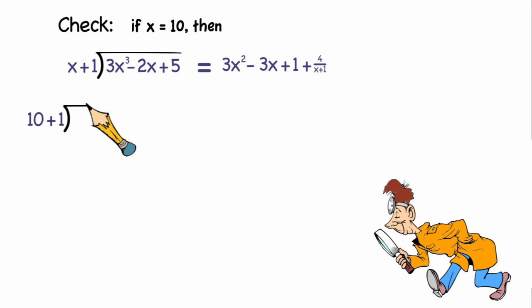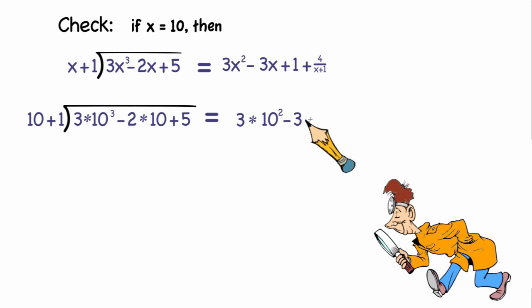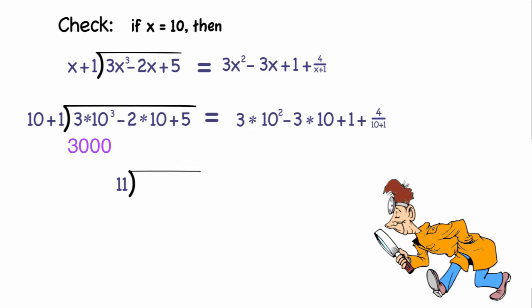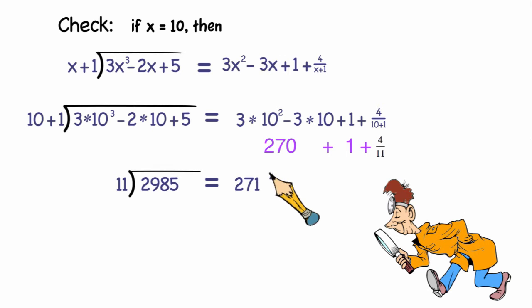So I get 10 plus 1 divided into 3 times 10 to the third minus 2 times 10 plus 5. And on the other side of my equation, I would have 3 times 10 to the second minus 3 times 10 plus 1 plus 4 over 10 plus 1. So remembering our order of operations, let's simplify that. 10 plus 1 is 11. I'm going to divide that into 3 times 10 to the third, that's 3,000, minus 2 times 10, which is 20. When I subtract 20, I get 2,980. When I add 5 to that, I get 2,985. And on the other side, I got 3 times 10 squared, which is 300, minus 3 times 10, which is 30, plus 1, plus 4 over 11. Well, 300 minus 30 is 270, plus 1 is 271, and 4/11.